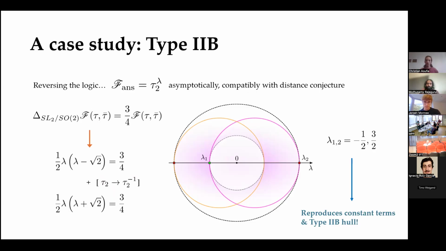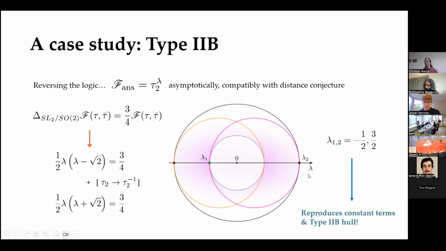where notice that together with the right exponents of the Eisenstein series, we also get these two outer points, which make up precisely the type 2B convex hull, and in particular the species hull.